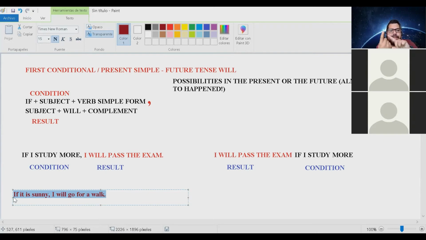Because we're going to analyze the first one and the second one, and you're going to see that the second one has a difference with the first one. But yes, you're right, buddy. When we talk about the normal future, tomorrow I will go to this, we can use will or going to, okay? But here, we're talking about the conditionals. It is necessary for the first conditional to use will. That's part of the grammar. Any question you can ask, guys. So this is an example: if it is sunny, I will go for a walk. This is the condition. This is what is going to happen, the result of it, if that condition occurs.